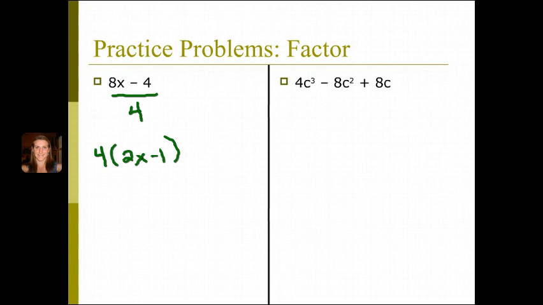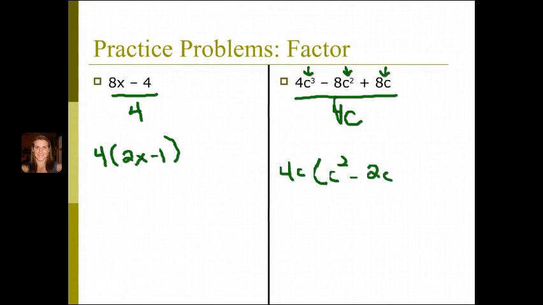On our second example, again, our greatest common factor is 4, but it's not just a 4. We also have variables that we have in common, so we can pull out 1 c. So when we divide everything on the top by 4c, you get your leftover factors as c squared minus 2c plus 2.